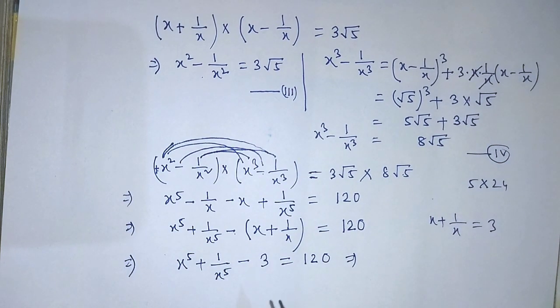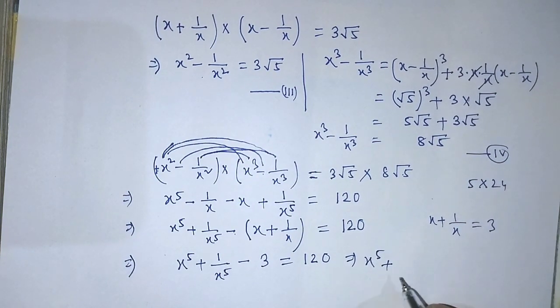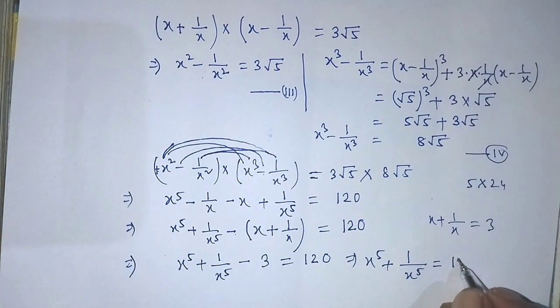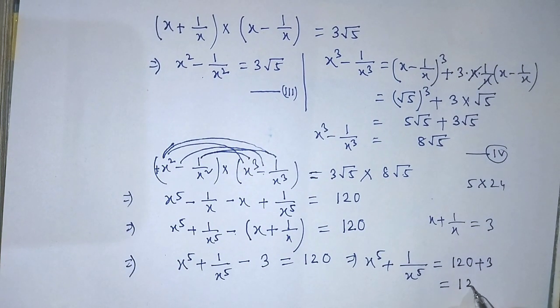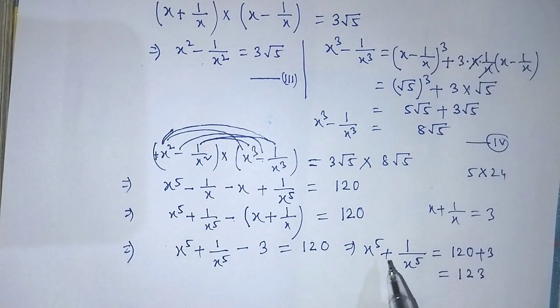So student, to find the value of x to the power 5 plus 1 over x to the power 5, we have to transpose minus 3 from left hand side to right hand side. So now we can write from this algebraic expression x to the power 5 plus 1 over x to the power 5 is equal to 120 plus 3, then you get 123. So student, this is our final answer. So student, the value of x to the power 5 plus 1 over x to the power 5 is 123. So student, our answer is complete.